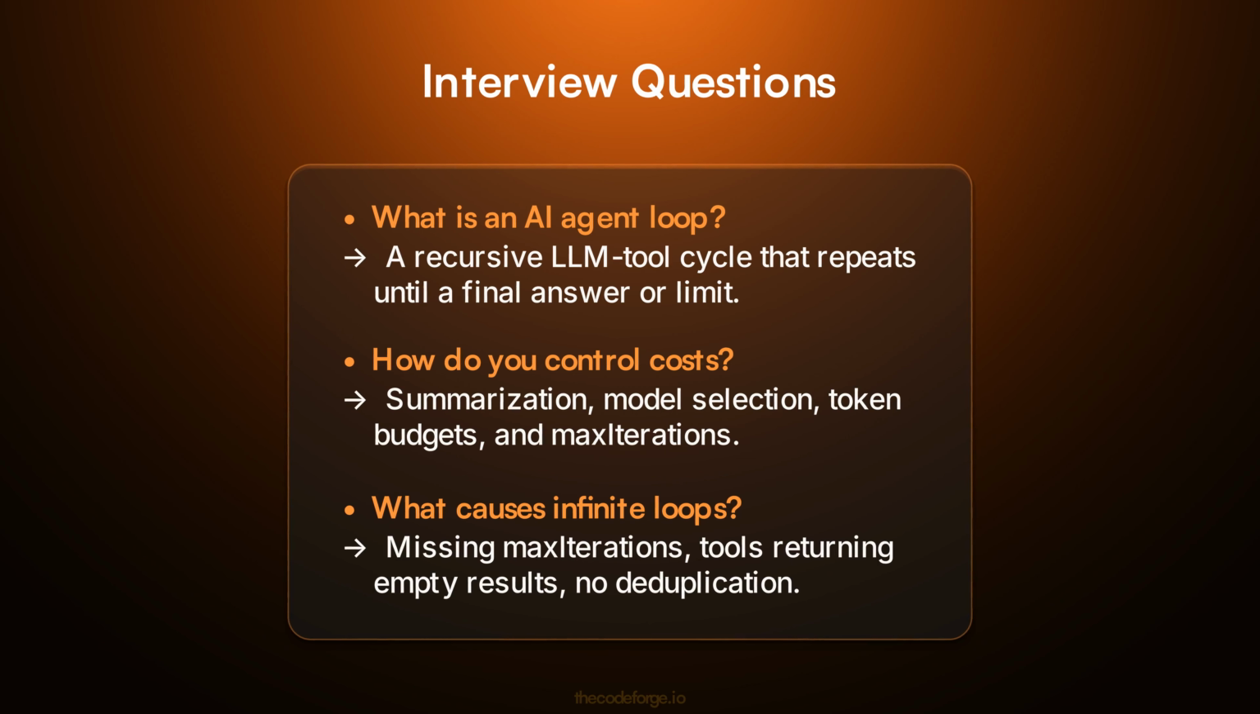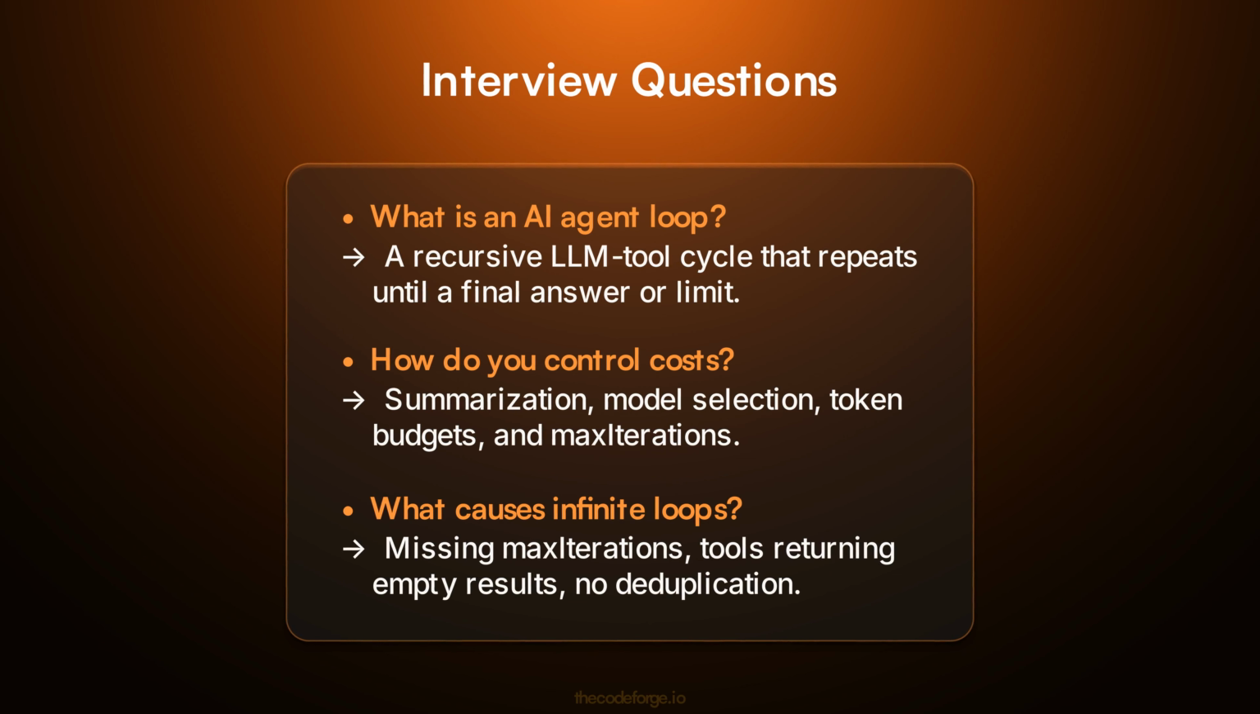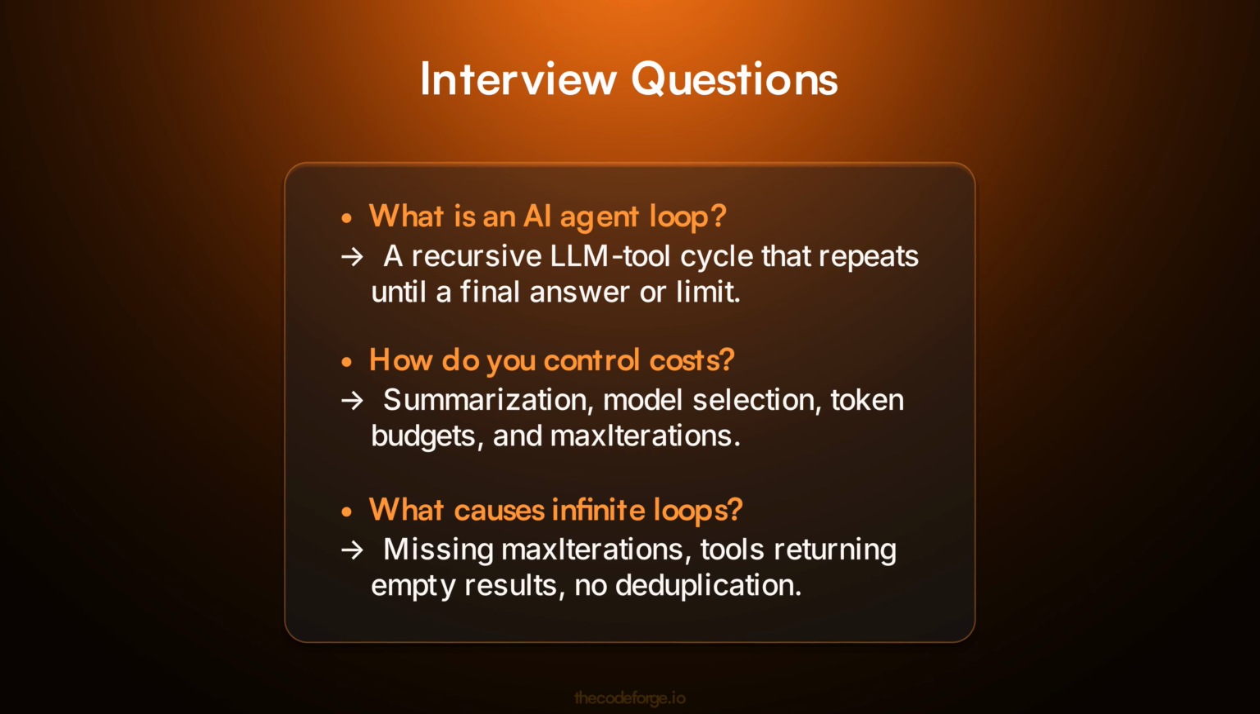Let's run through some common interview questions. What is an AI agent loop? A recursive LLM tool cycle that repeats until a final answer or limit. How do you control costs? Summarization, model selection, token budgets, and maxIterations. What causes infinite loops? Missing maxIterations, tools returning empty results, no deduplication.